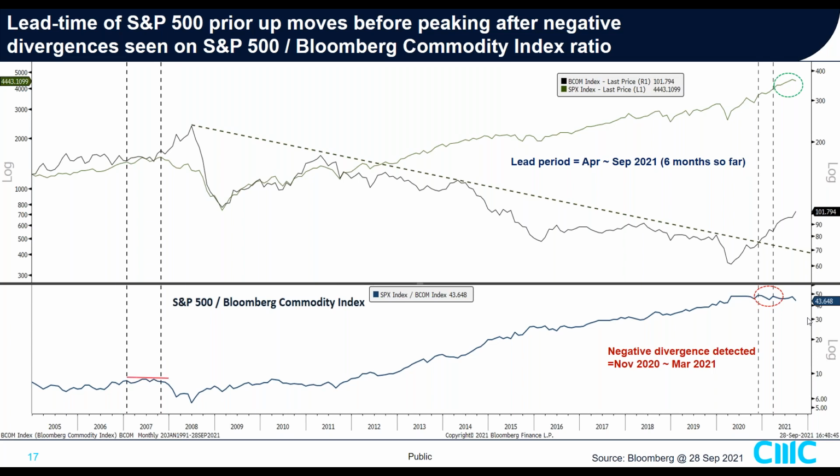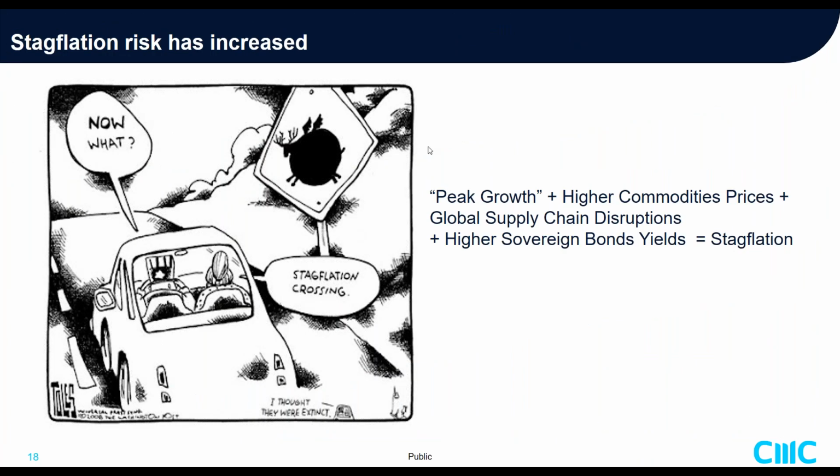Clear? Okay, now with that in mind, what we are seeing now is a risk of stagflation. So stagflation risk has increased. What it means is that we start to see peak growth. Peak growth is number one, due to that PMI data that is pretty lackluster all the way from US, UK, Japan, Europe, and China. And we have higher commodity prices. We start to face global supply chain disruption. And we start to see higher sovereign bond yields.